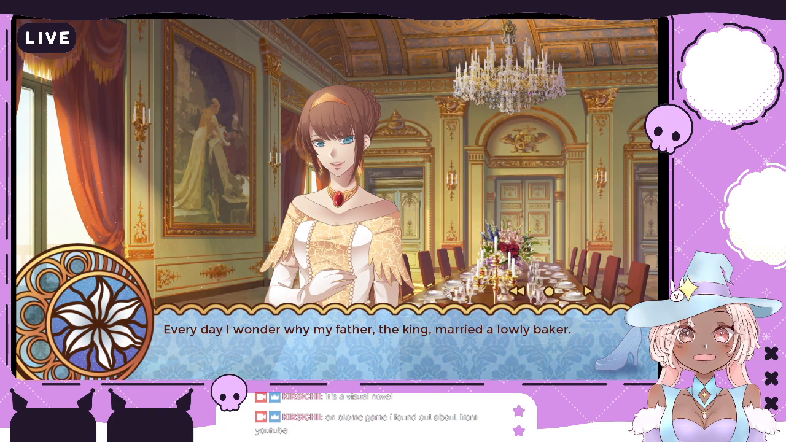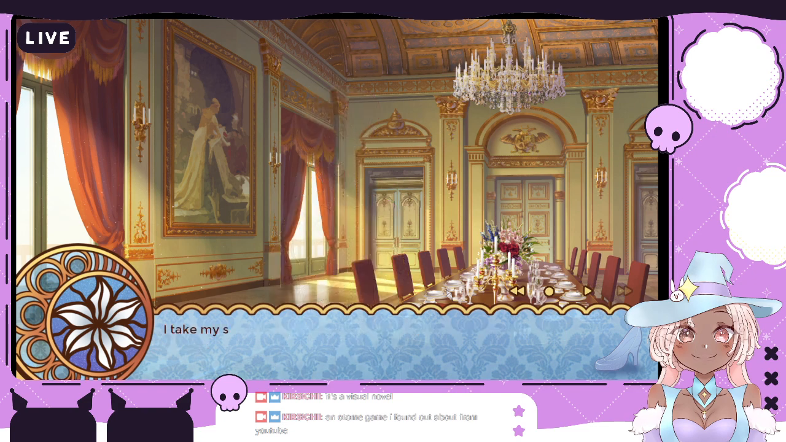Every day I wonder why my father, the king, married a lowly baker. She can never be a true queen, for she pales in comparison to Mother. I take my seat next to the king, then look up at the person sitting opposite me.